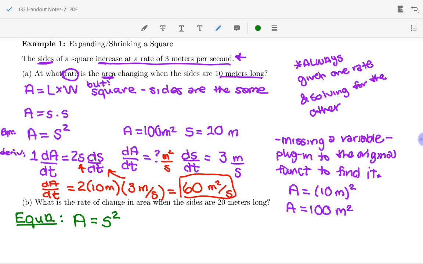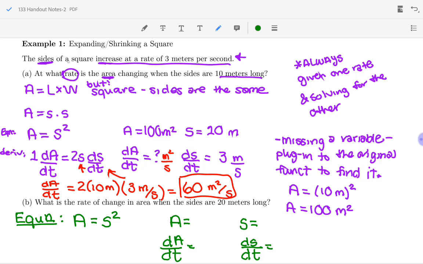After you do that, you write down all of your letters. So we have A is for area. So there's our first variable. So we're going to get an A equals. We have S is for sides. And then, because we're going to take the derivative of this, we're going to get a dA dt equals and a ds dt equals. Okay? So now we're going to figure out what we're given.